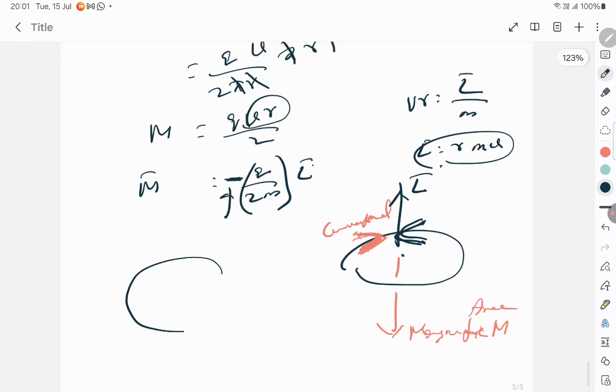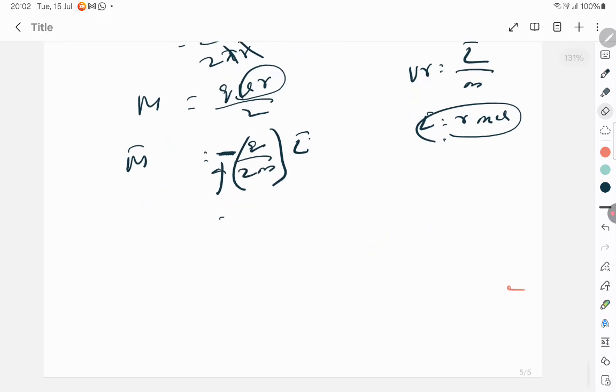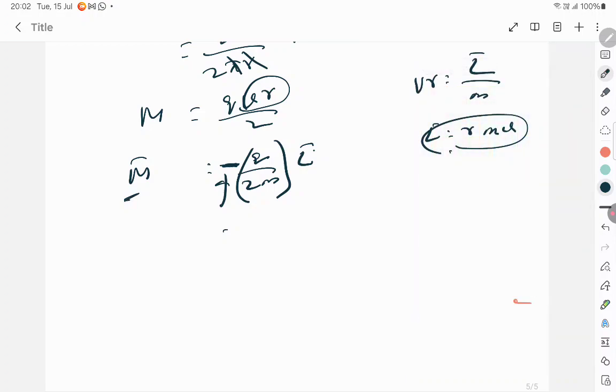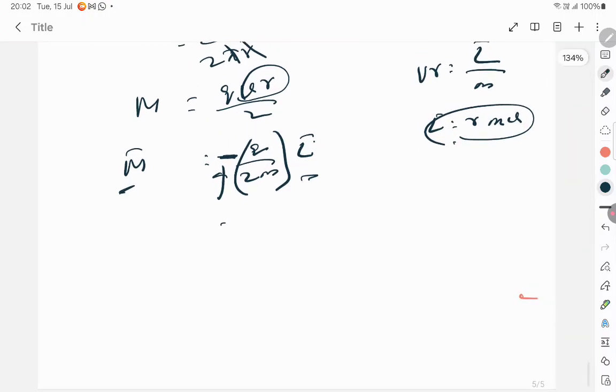If the electron was going in the clockwise direction, then you should consider the conventional current to be flowing in the left direction. The curled fingers in the red direction show that the magnetic moment is upward and the angular momentum will be downward. The magnetic moment is upward because the area also is upward. I hope you understood how to use the right hand thumb rule to determine the direction of the angular momentum, and hence the magnetic moment. Okay, so that's about it.